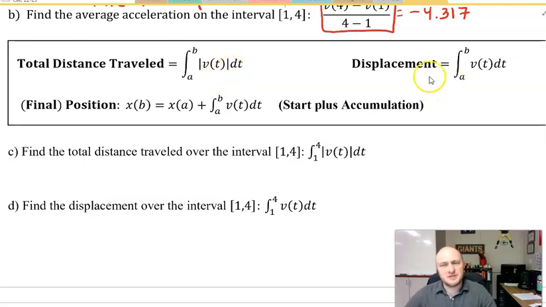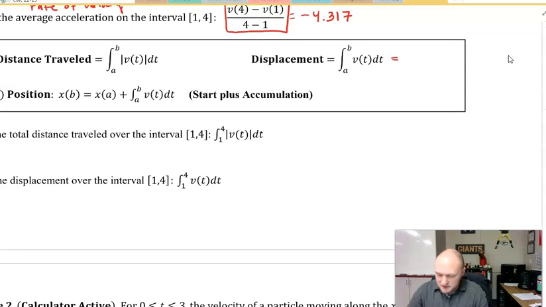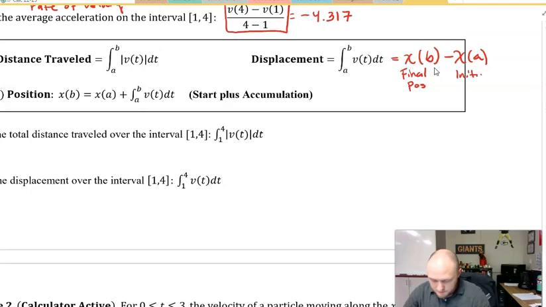Now, if they just ask about displacement, like say, here's my particle, it's moving over here, and then I move back. They want the displacement. Well, the displacement was between here and here, roughly. So now it's the same formula as total distance, but I don't have the absolute value, because that negative is going to take away from the position, and it's just the displacement of my object. And you can write this down too. This is also written as x of b minus x of a. That's just the final position minus initial position.